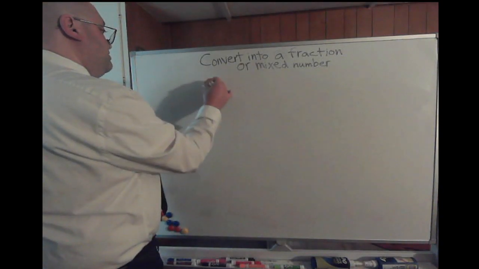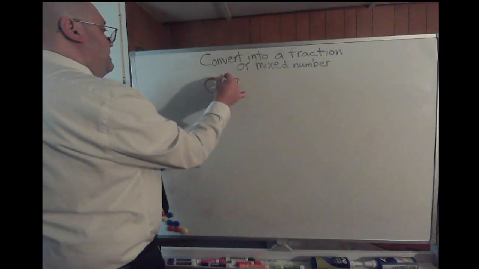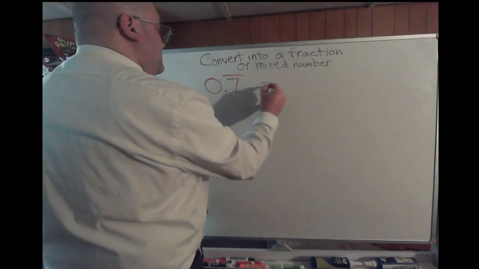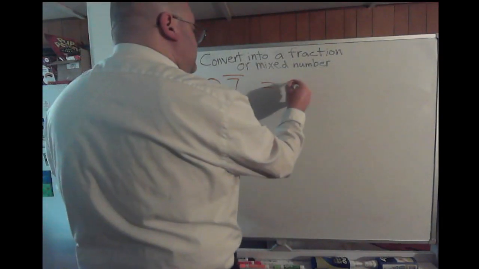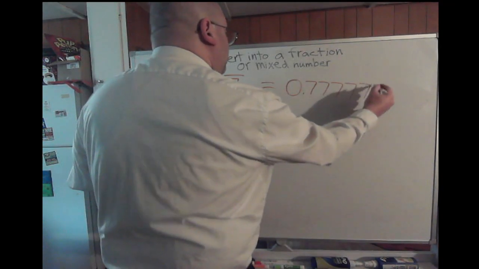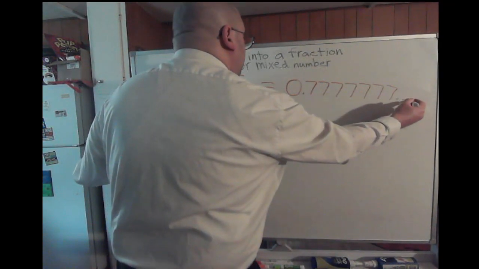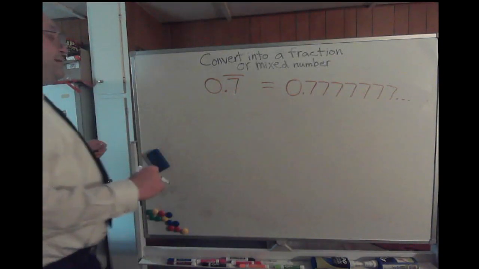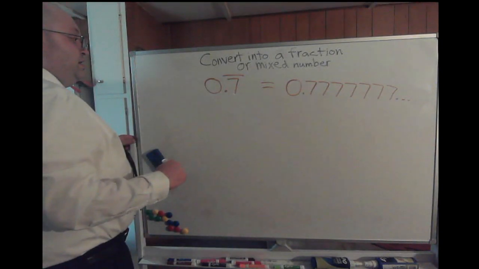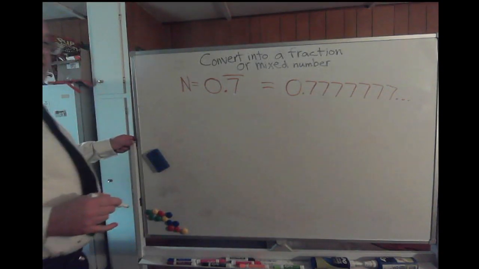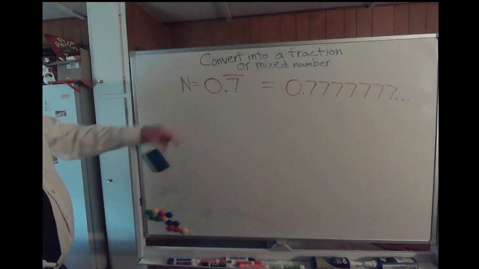Alright, well, let's do 0.7 repeating. So 0.7 repeating, of course, is going to be the same as 0.7777777, and so on. The 7s just keep going, right? Well, let's let n equal our 0.7 repeating. That would just be our n.